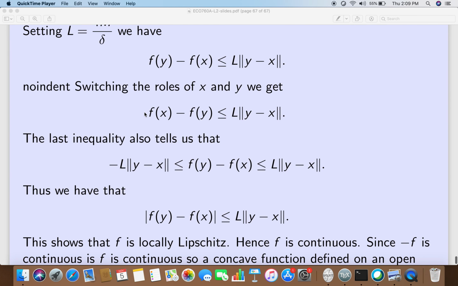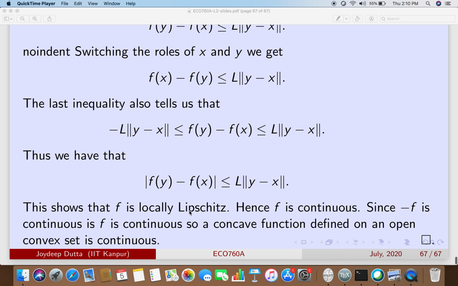Now if I take a minus in this condition, it will become f y minus f x is greater than or equal to minus L times norm y minus x, which is this. And this by definition means that the absolute value is less than or equal to L times norm y minus x, showing that f is locally Lipschitz, hence f is continuous. I leave it to you to show that a locally Lipschitz function is continuous: given any epsilon greater than 0, if I put delta equal to epsilon by L, then for all y with norm y minus x less than or equal to delta, mod f y minus f x would be less than epsilon.